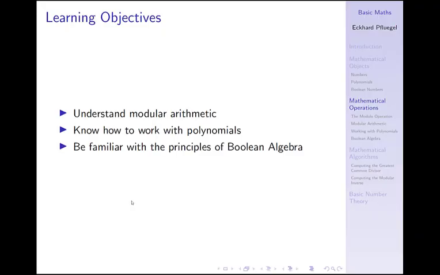So now in terms of learning objectives, we want to understand what modular arithmetic is. This is actually based on integers, on integer arithmetic, and the concept of the so-called modulo function, which I will introduce and explain. Then I want you to know how to work with polynomials. So based on the definition of a polynomial object as seen earlier, we want to perform arithmetic with it. And finally, the very basics of Boolean algebra, so also basically performing operations with truth values, the Booleans.